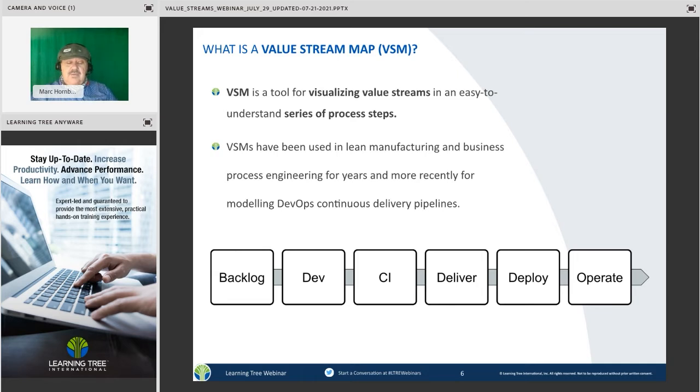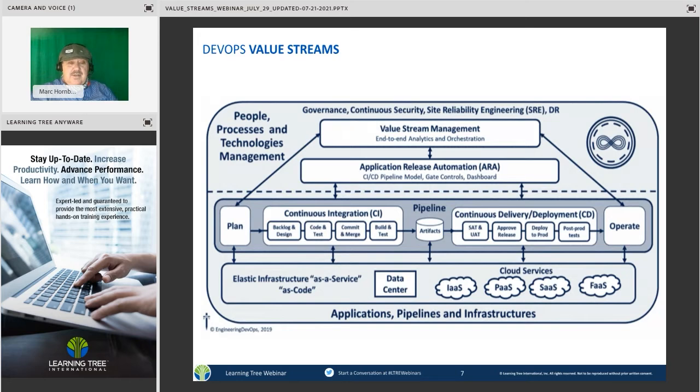A typical value stream for DevOps may have many steps. What you're seeing here is just an example. Backlog grooming, development of software, integration, delivery, deployment, operate. That's a simple, pretty generic looking value stream for a DevOps application pipeline. And believe me, there are many variations of that depending on your organization and what your application needs and all of that.